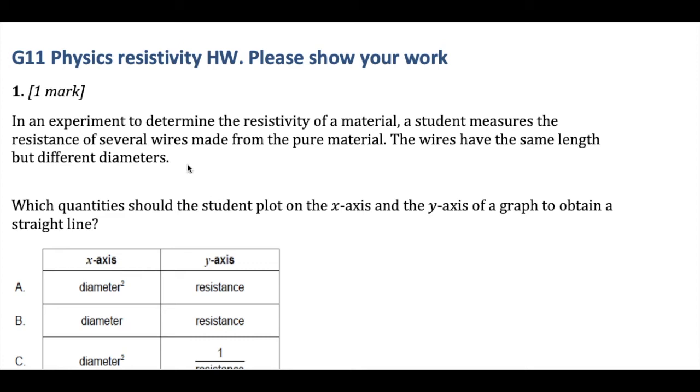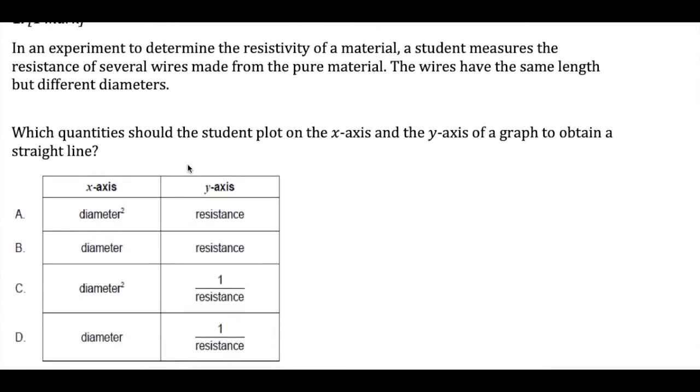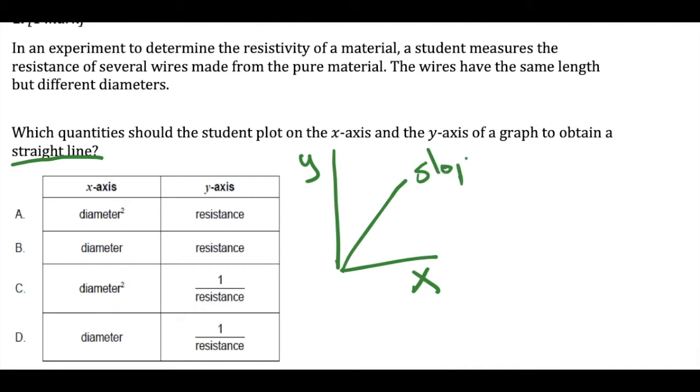So the first one is giving us measurements made for different diameters and resistance values. So we're looking for what graph to plot on the y-axis and on the x-axis. Remember, to get a straight line, that means the slope should be a constant, which means we're looking for a variable on the vertical and a variable on the horizontal to be directly proportional.